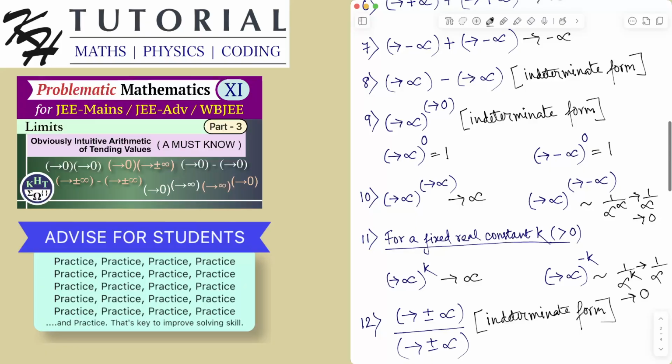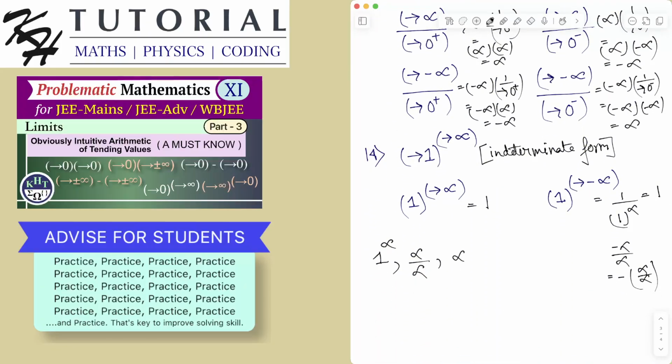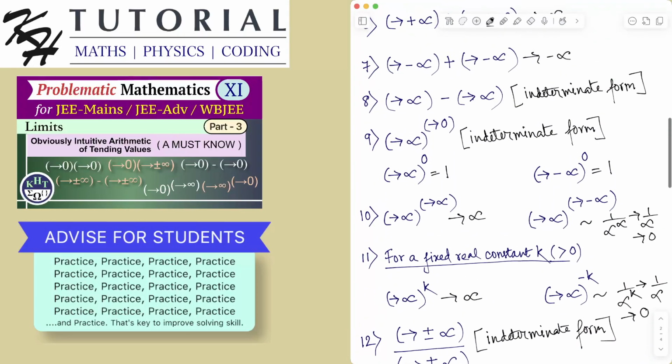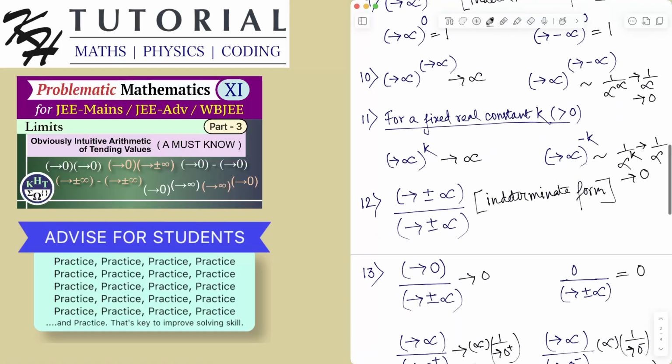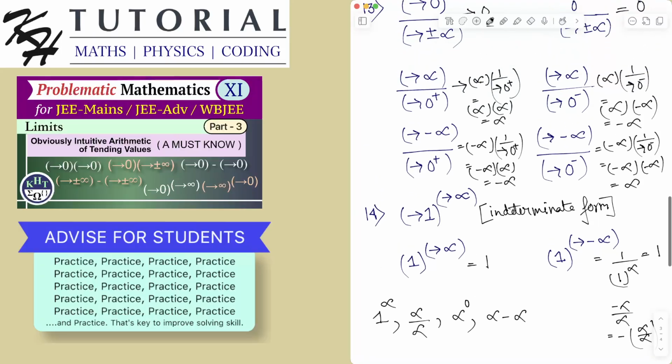And then infinity to the power 0. Obviously over here 0 is not exactly 0, but a value tending to 0, and the base is infinity. When we say infinity, obviously it means tending to infinity. Let us see what the other indeterminate forms are. Infinity minus infinity is another indeterminate form.